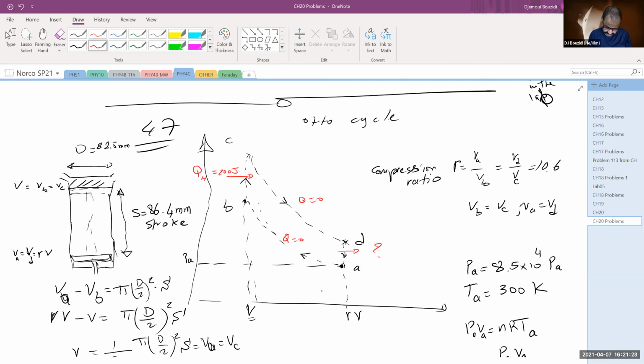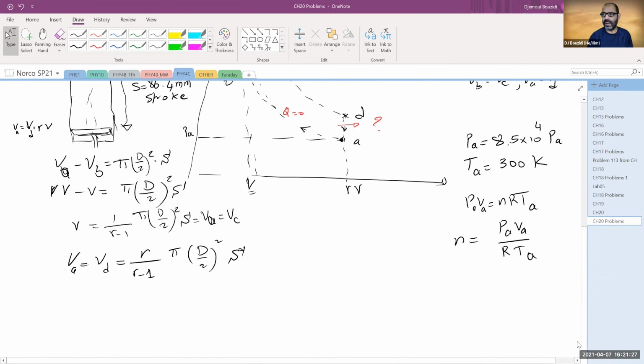Okay, and that the gas has a CV, so they also gave us CV. CV equals 20.5 joules per mole per Kelvin. Okay, they gave us CV.